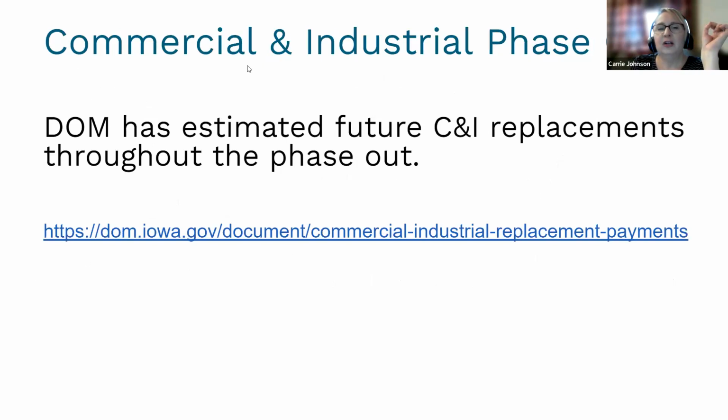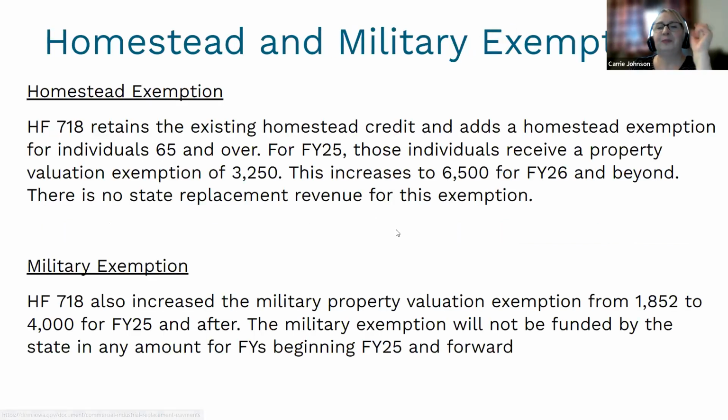Commercial and industrial, that continues to be phased out. So it's a reduction over the course of several years, depending on your individual county. But there are estimated future C&I replacement payments out on our website. So if you're curious about what to budget for those as it gets phased out, that information is available.